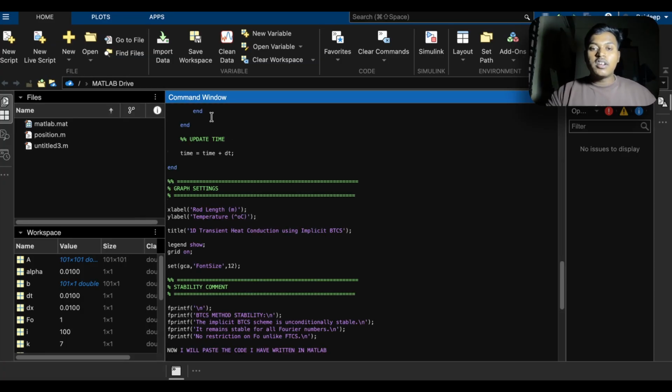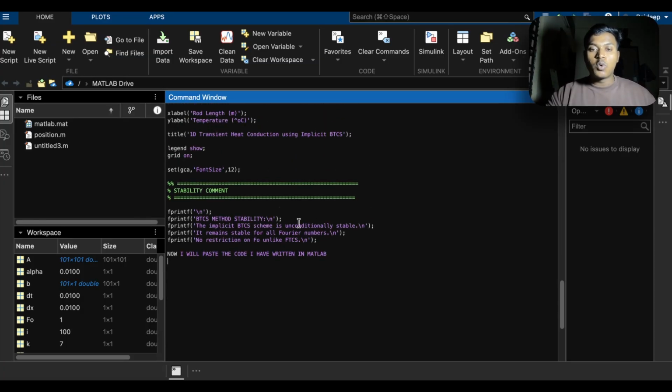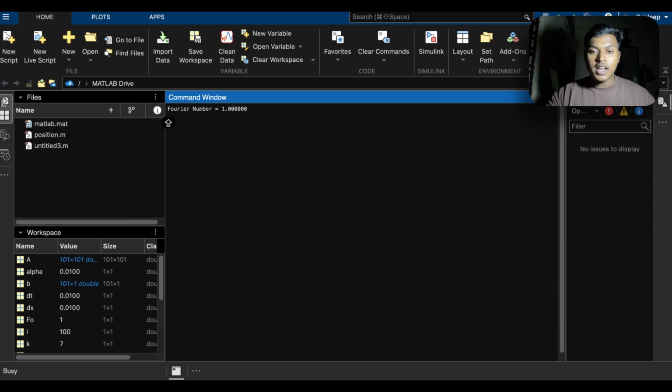Now, results and discussion. Now I will run the MATLAB code here. You can see that the code is running. The command window displays the Fourier number and the stability statement. The graph shows the temperature distribution inside the rod at different times.